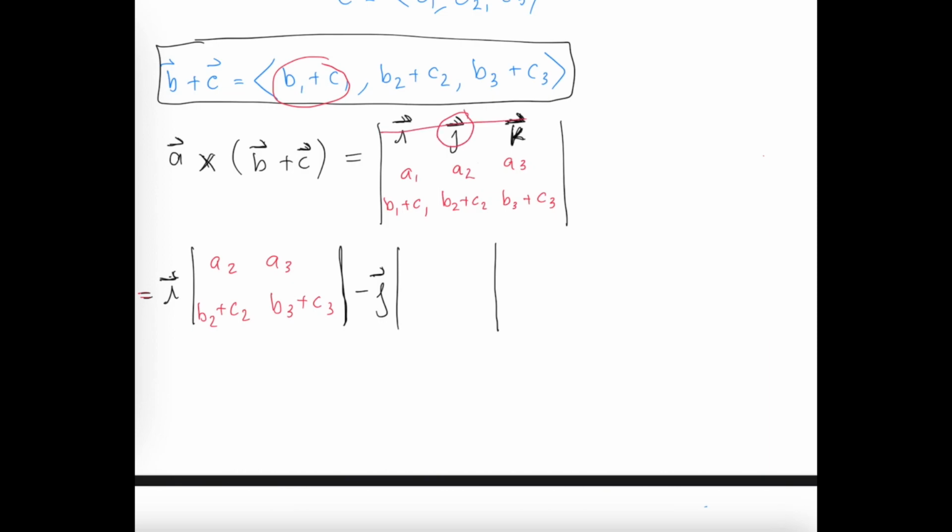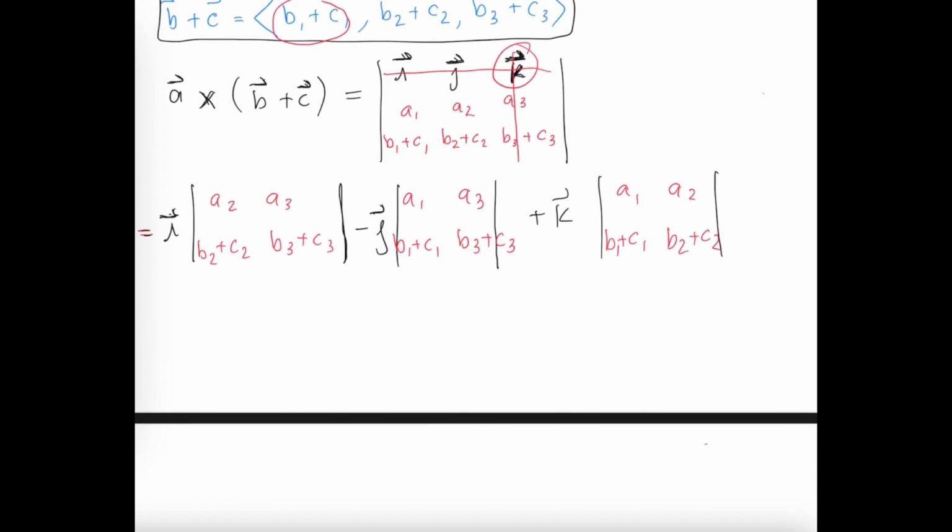2 by 2 determinant that results when I eliminate the I and J row and column, and we have A1, A3, B1 plus C1, B3 plus C3, and then we are going to add the K vector times its 2 by 2 determinant. So we'll eliminate the row and column containing the K, and the resulting 2 by 2 matrix that remains is A1, A2, B1 plus C1, B2 plus C2. And now we will go ahead and calculate those determinants.